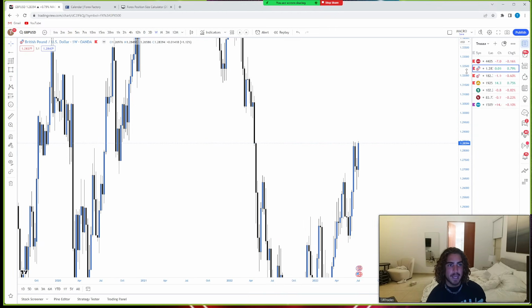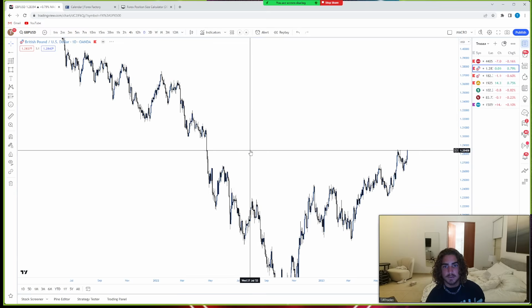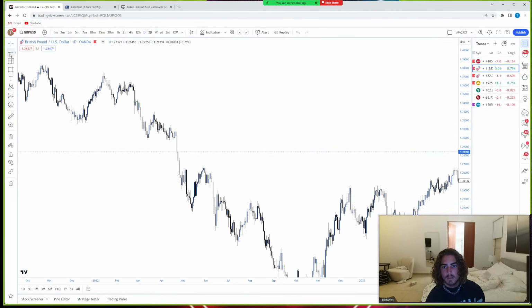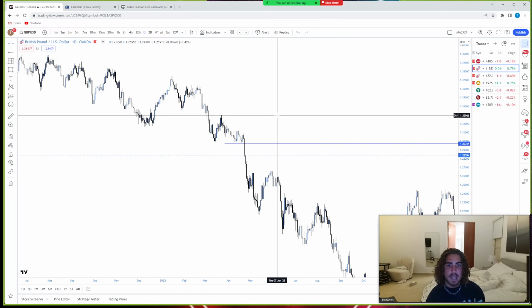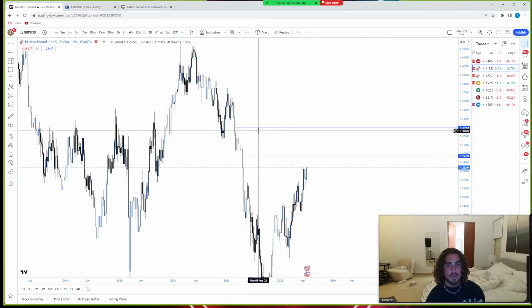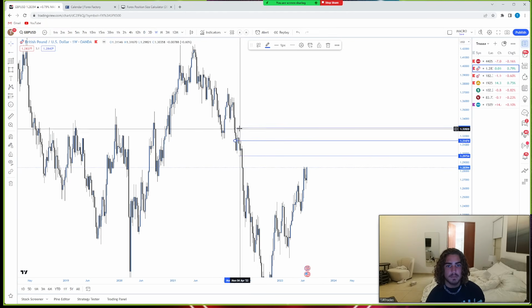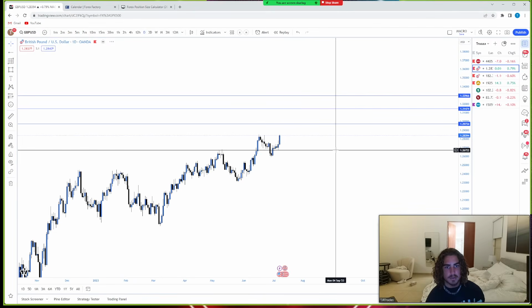Next kind of area that I would like to see price draw to would just be the top of this imbalance. That would be the first area, and then from there we can start doing draws on liquidity on the weekly time frame. So boom, the end of this imbalance right here, liquidity right here, liquidity up here. Those are some solid areas that we can see price draw to.